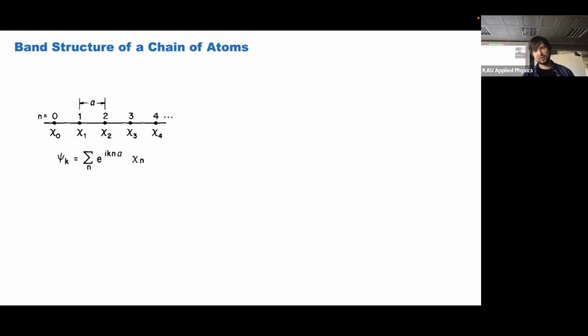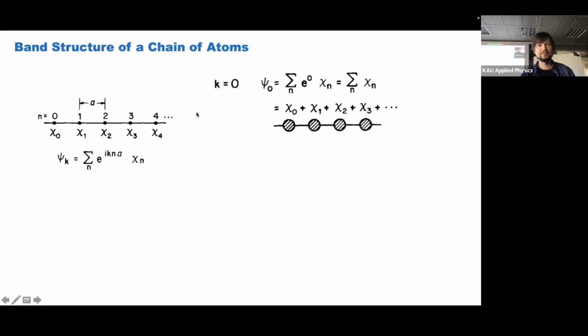We just should sum all these wave functions for each atom as a plane wave. So chi n is the state on the n-th atom, times the exponent e to the power i k n a. It shows that we work with plane waves, where i is the imaginary unit. For k equals 0, it's the center of our Brillouin zone. What picture will we have? A very simple picture. All exponents will go to 1, so it will be just chi 0 plus chi 1 plus chi 2 and so on.